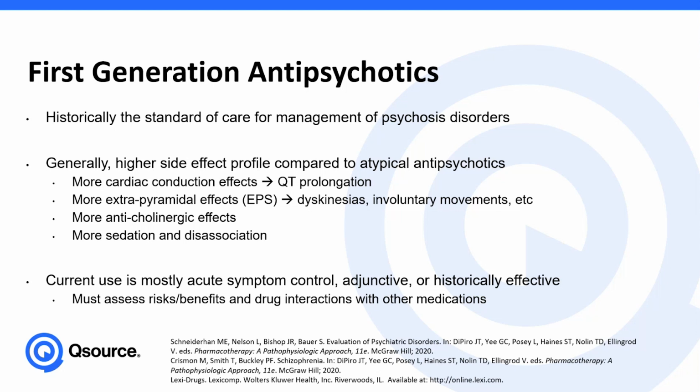Most of the time, these medications are being used for acute symptom control. They're used as adjunctive agents if they can't get controlled on other medications. And they've historically been effective, but we really need to have a good conversation if we're going to use these for chronic use. We're going to have a good risk-benefit conversation. And then we want to be very vigilant about drug interactions with other medications. Next slide.